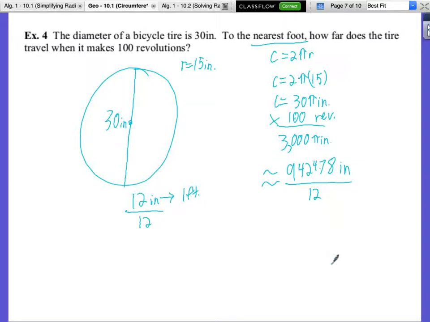If you ever get stuck saying, I don't know how to get from inches to feet, do I divide or multiply? Think back: 12 inches to 1 foot, oh, you divide by 12. And this would give us our amount in feet. To the nearest foot, it'd be 785 feet. We have to be careful: you're given inches to start and end in feet. So if a tire makes 100 revolutions, you went approximately 785 feet on your bike.